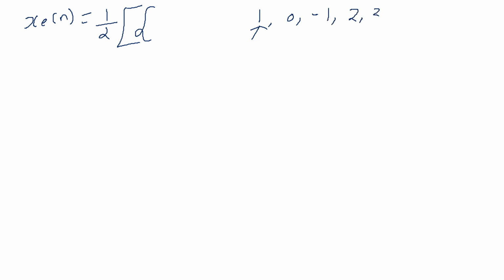So try to do this particular equation. This particular signal can be written in the even component like this: half times the original signal 1, 0, correct, 1, 0, -1, 2, 3.